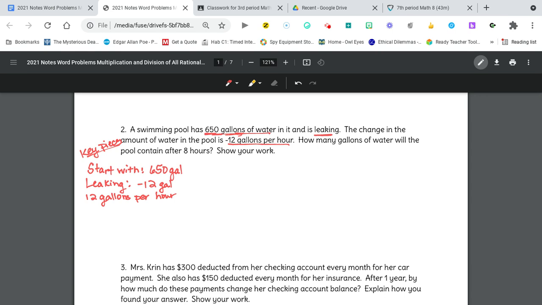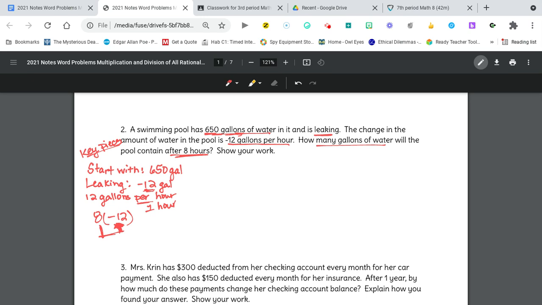How many gallons of water will the pool have after 8 hours, okay? So, first of all, I know it's going to leak this amount 8 times. So, I know I'm going to have to do 8 groups of negative 12, 8 times negative 12, because per means just for 1 hour. But it's leaking for 8 hours. So, I know that's going to be 8 groups of negative 12. In other words, it's going to leak 12 gallons every hour for 8 hours. So that's going to leak 12 gallons 8 times.